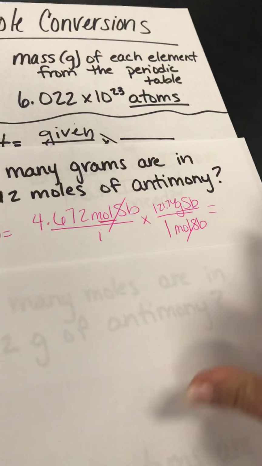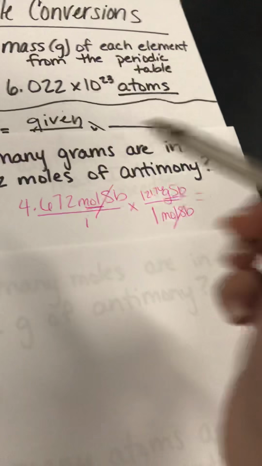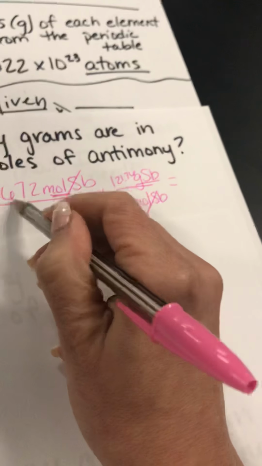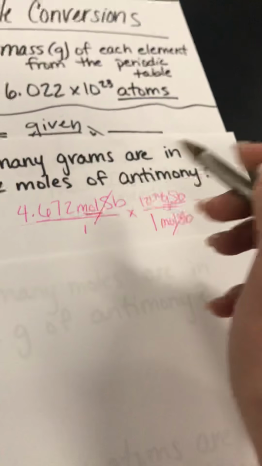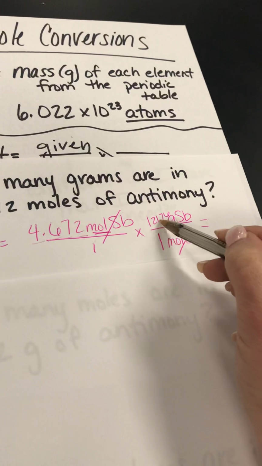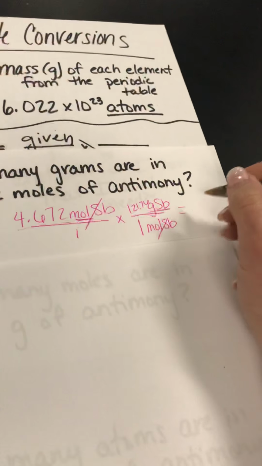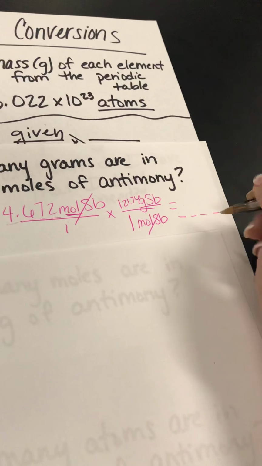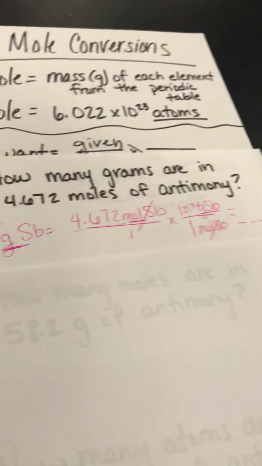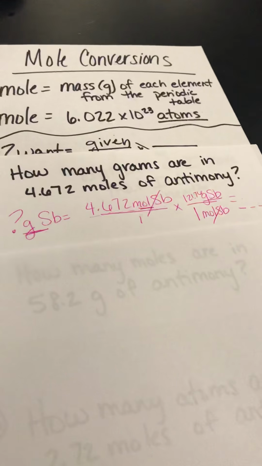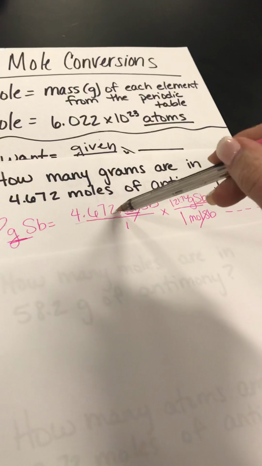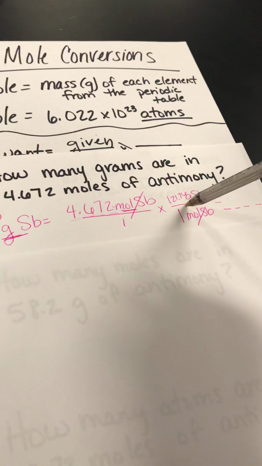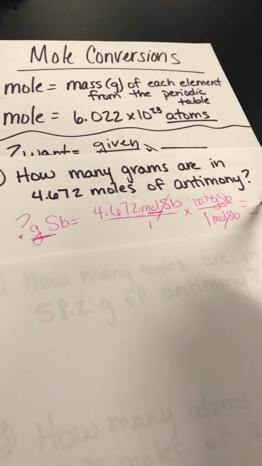Don't forget, you have to take into account significant figures. This one has 1, 2, 3, 4 significant figures. This one has 1, 2, 3, 4, 5. So that means my answer needs to have 4 significant figures. I don't have a calculator with me, so I'm not going to work that one out, but you would take 4.672 times 121.76 to get your answer.